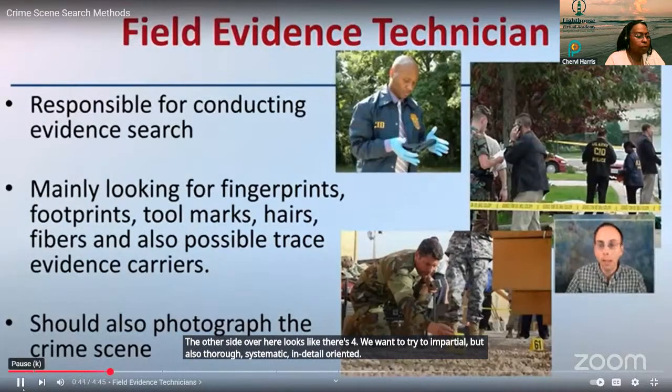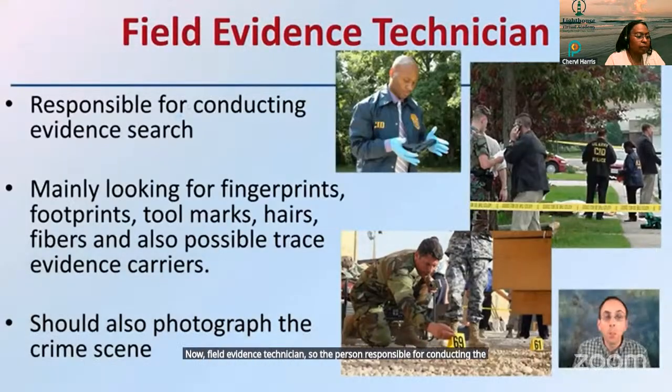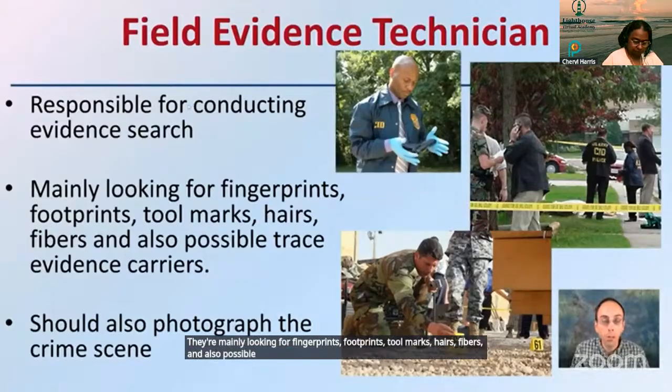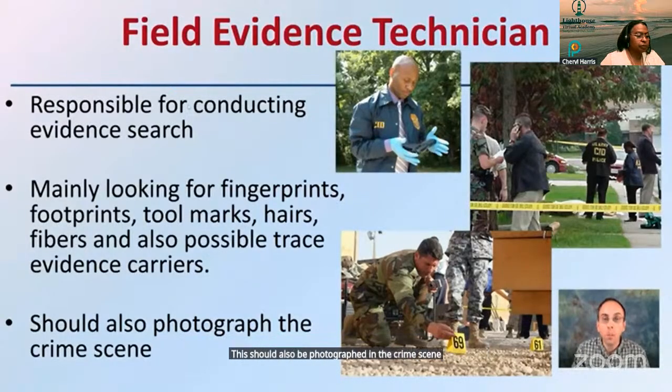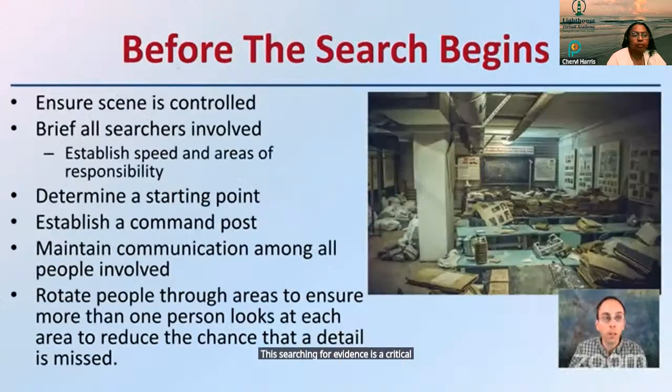Now, field evidence technicians are the people responsible for conducting the evidence search. They're mainly looking for fingerprints, footprints, tool marks, hairs, fibers, and also possible trace evidence carriers. This should also be photographed and documented in the crime scene, because this is a really important part. Searching for evidence is a critical part for any scene.